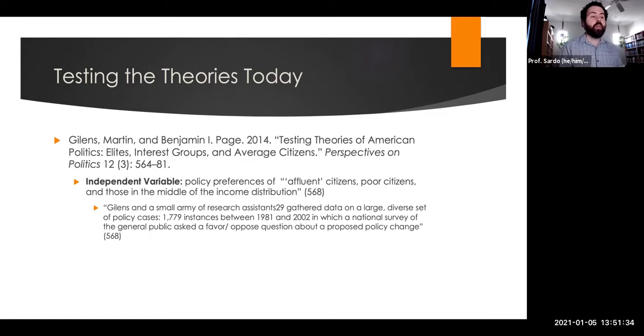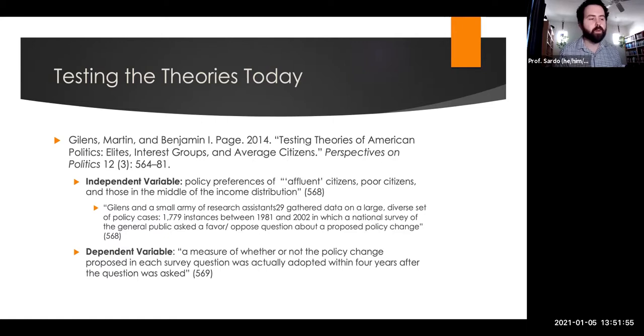And so they were able to create a testable theory here by gathering data on the policy preferences of affluent citizens, poor citizens, and those in the middle of the income distribution, by looking at data sets of yes or no polls on a bunch of different policy issues between 1981 and 2002. Similarly, they have a dependent variable, a measurement of whether or not the policy change in each of these 1,779 surveys was actually adopted within 4 years after the question was asked. So here, the independent variable is preferences, and we're trying to see whose preferences actually get realized in political outcomes, this dependent variable.